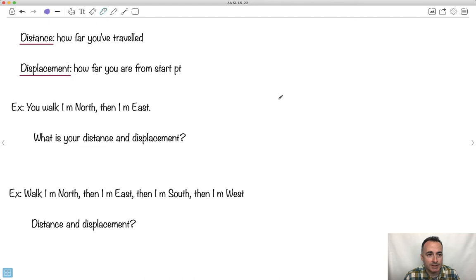So let's look at the difference between distance and displacement. I think this will help you to understand it. Distance is how far you've actually traveled, whereas displacement is how far you are from where you started. And they can be different. Just to show you two examples here.